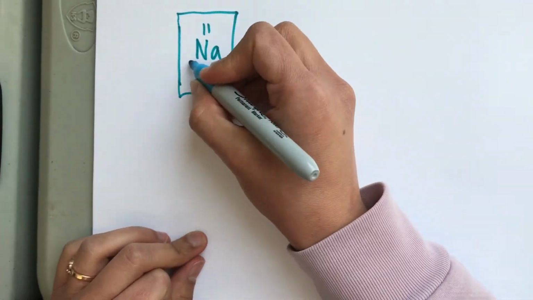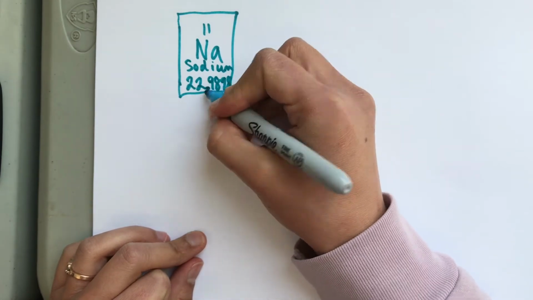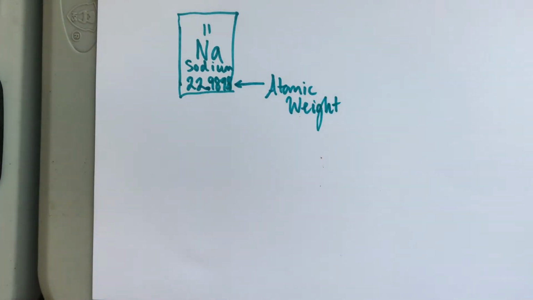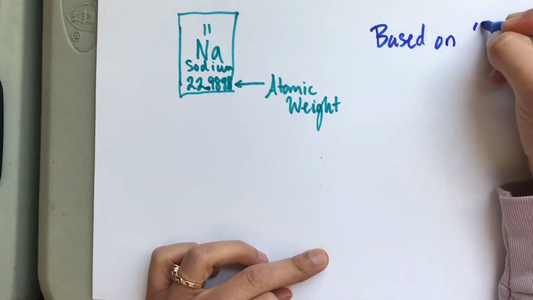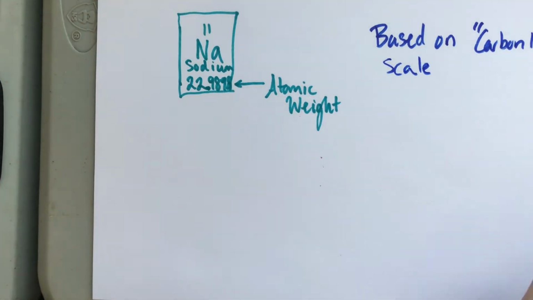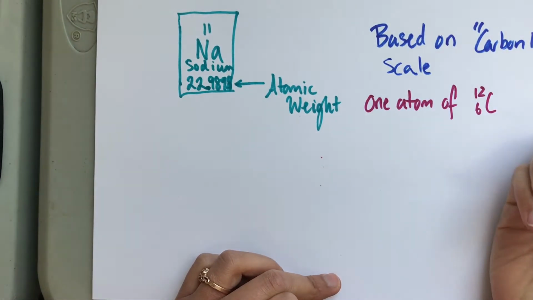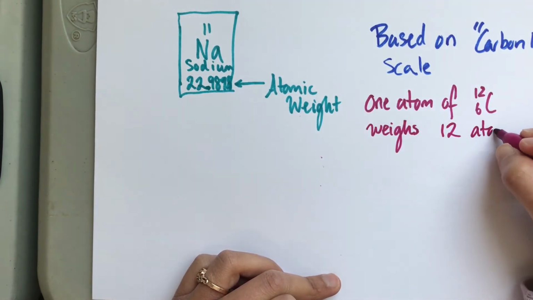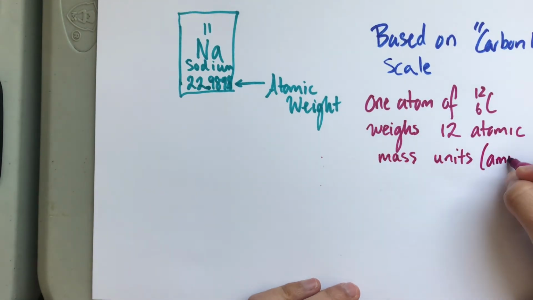Okay, let's take another example. Let's say we have sodium, and we're expanding its view in the periodic table, and we see this number down here, which is the atomic weight. The atomic weight of sodium is 22.9898. Now this number is based on the carbon-12 scale. One atom of carbon-12 weighs 12 atomic mass units, which we will abbreviate as AMU.